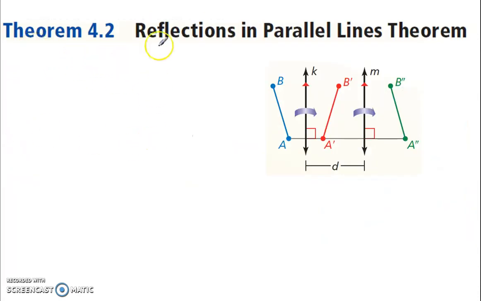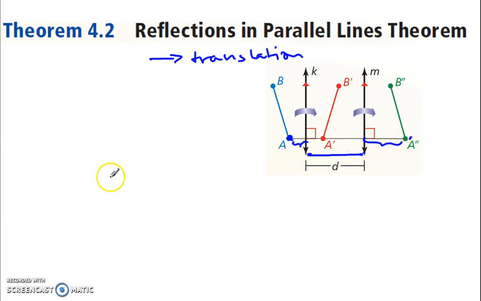All right, theorem 4: 2 reflections in parallel lines. If you reflect a shape across 2 parallel lines, you basically get a translation. A reflection in parallel lines is a translation, where the distance from your original point to your last point is twice the distance between the lines. So this line right here plus this one is the same as D.